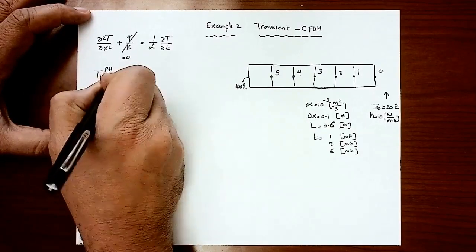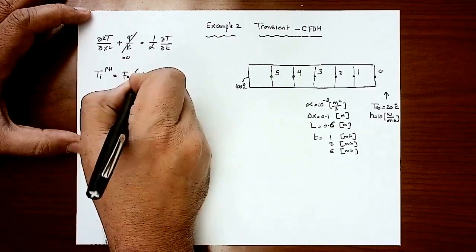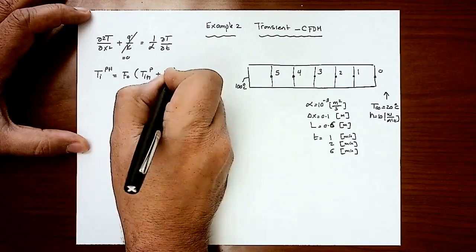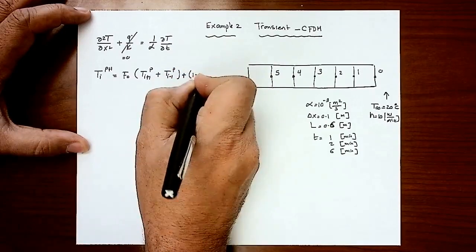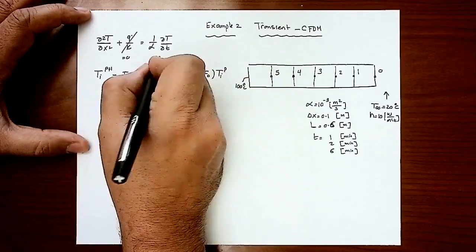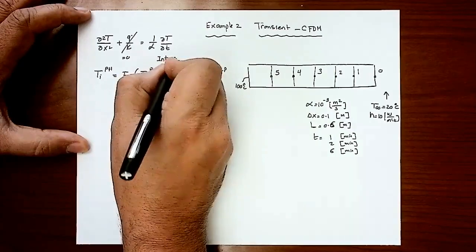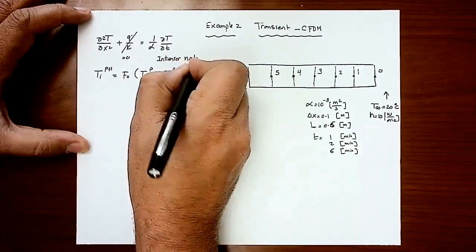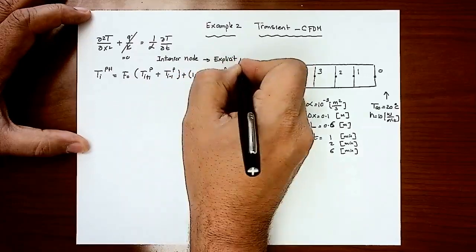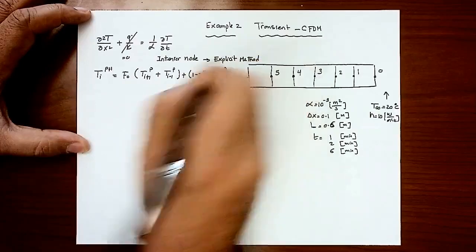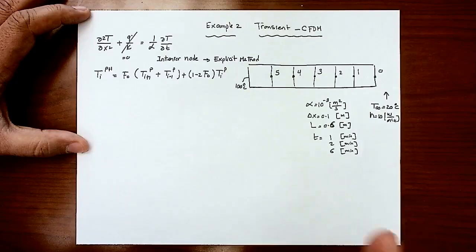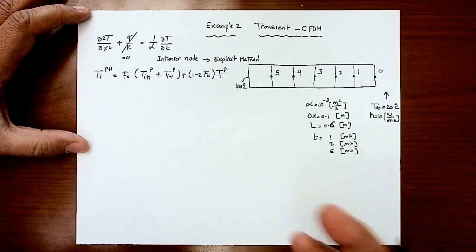at p plus 1 is equal to Fourier's number times Ti plus 1 at p plus Ti minus 1 at p, plus 1 minus 2 Fourier's number multiplied by Ti at p. So this is for an interior node, explicit method, right? This equation can be applied for any interior node, so I can apply it for node 1, 2, 3, 4, and 5, and we already did that.